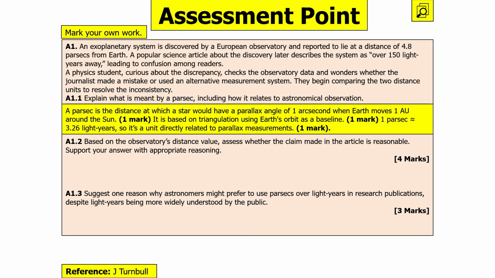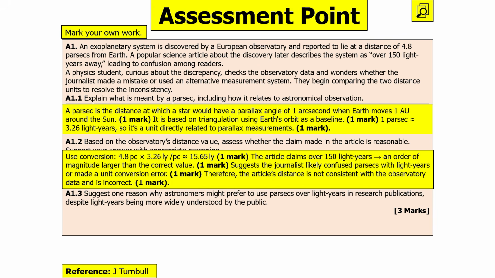Right, a parsec is the distance at which a star would have a parallax angle of 1 arcsecond when the Earth moves 1 AU around the Sun. It's based on triangulation using the Earth's orbit as a baseline, which you may want to draw a diagram for. 1 parsec is 3.26 light years, so they're directly related to parallax measurements. We can therefore use our conversion factor to say that's 15.65 light years.